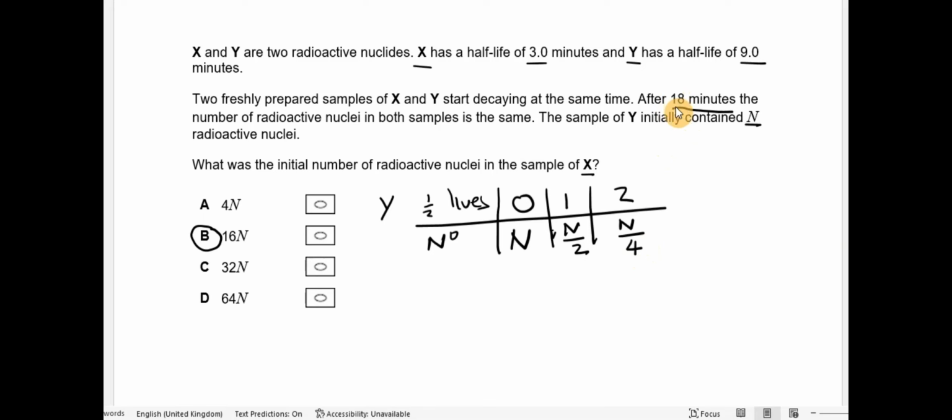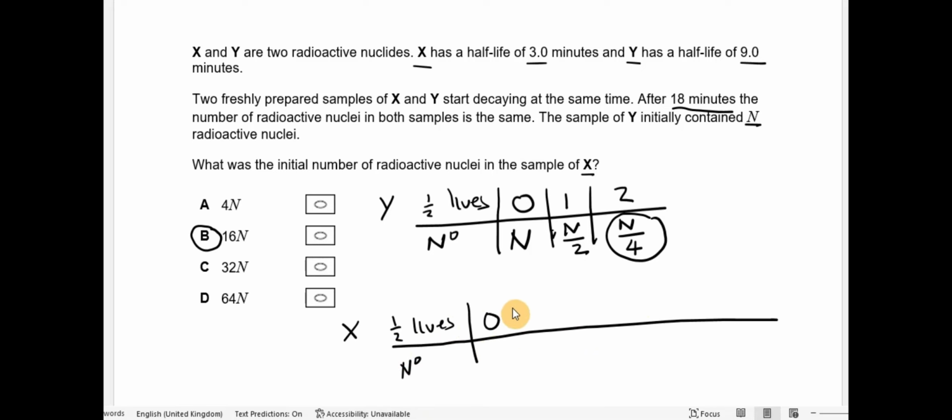Now we're told after 18 minutes, X and Y both have the same number of nuclei. So we know that X, after 18 minutes, also has N over 4 nuclei. But X has a half-life of 3 minutes, so after 18 minutes, 6 half-lives will have occurred. So I'm going to draw the same table for X, but this time I need to make the number of half-lives go up to 6.